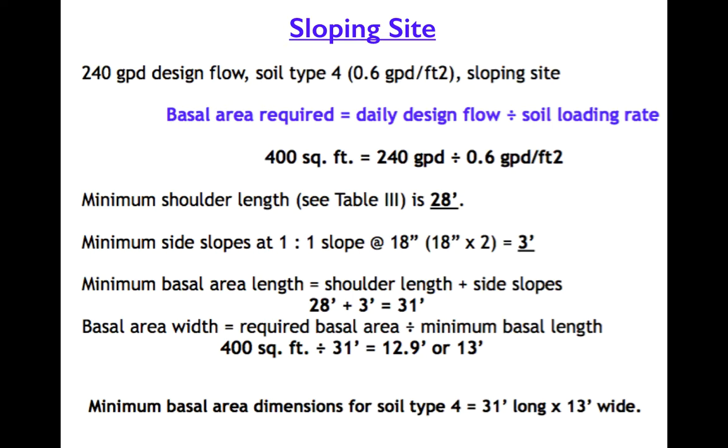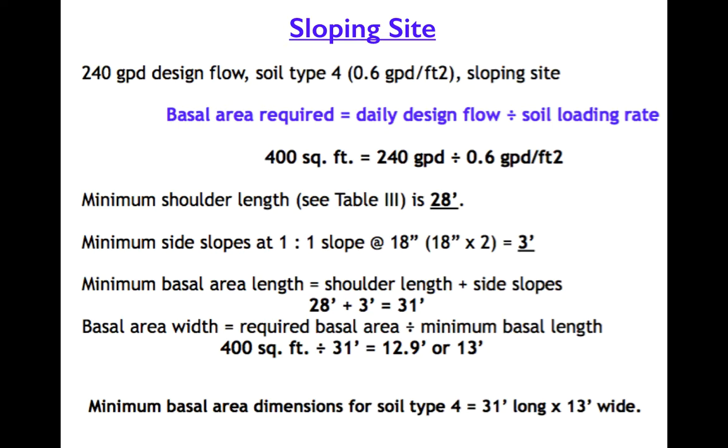Again, the same type of calculations. We have the same square footage regardless of the slope. The only thing that changes now is instead of having our minimum side slopes being 6 inches, they're now going to be 18 inches. So 18 times 2 is going to be 36, or 3 feet is what we're going to have to add to our minimum shoulder length to give us a 31-foot minimum basal area length. Again, we use the same equation, square footage divided by our basal length of 31 feet. We end up with just under 13 feet, so we'll again round up.